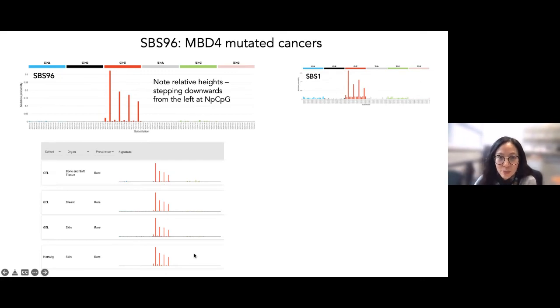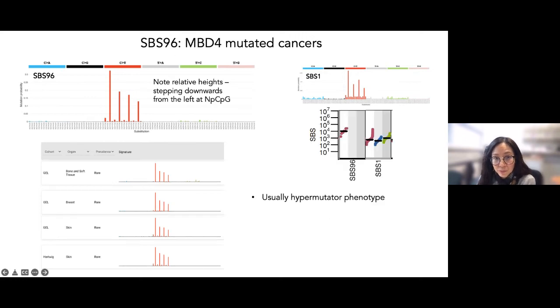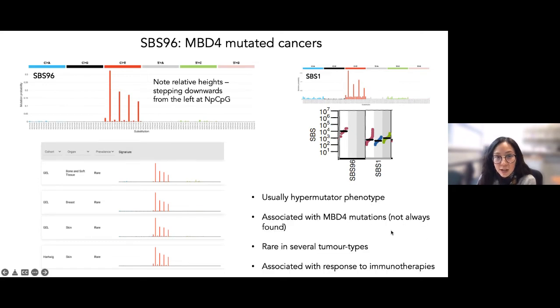They are so similar to each other, and they are actually different to signature 1. And again, these tumors have been reported to be sensitive to checkpoint inhibitors. So it's quite an important one to be able to spot. It tends to be a hypermutative phenotype. That's SBS96, that's SBS1. So SBS1 tends to be down here, 10 to the 3. SBS96 is up there, 10 to the 4, 10 to the 5. And as I said, associated with MBD4 mutations, not always found.